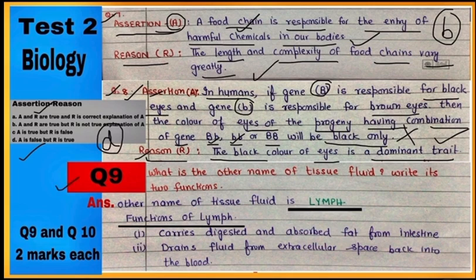Question number 9. What is the other name of tissue fluid? Write its two functions. The other name of tissue fluid is lymph, and two functions are given here. Read them and learn them.